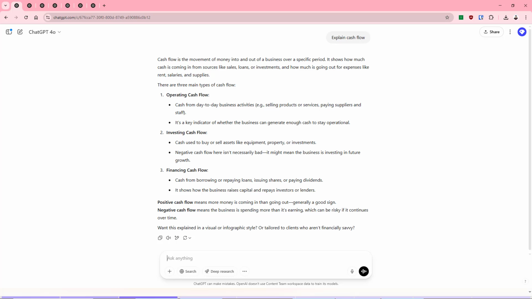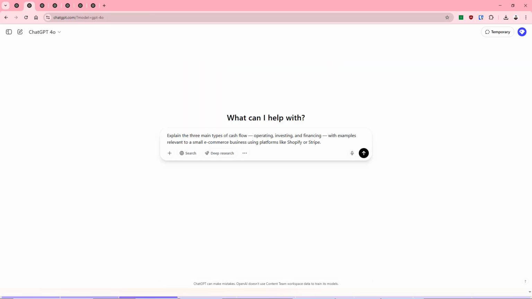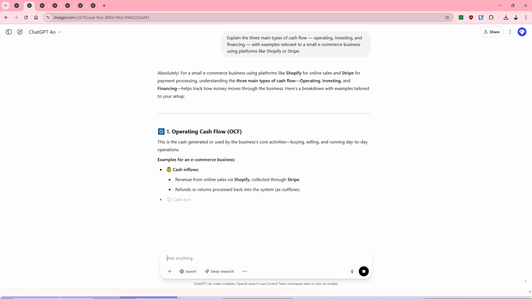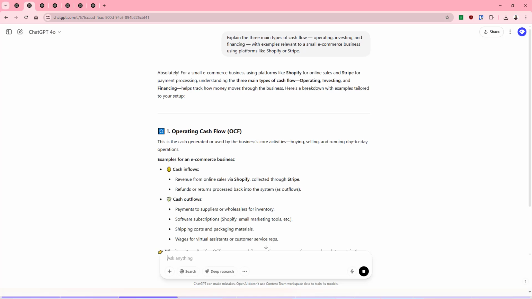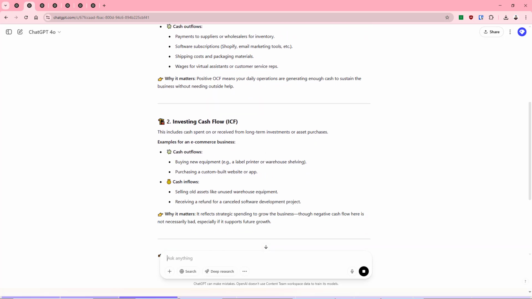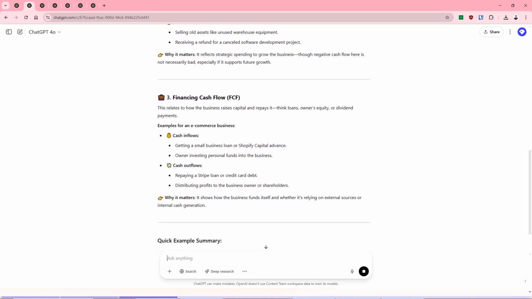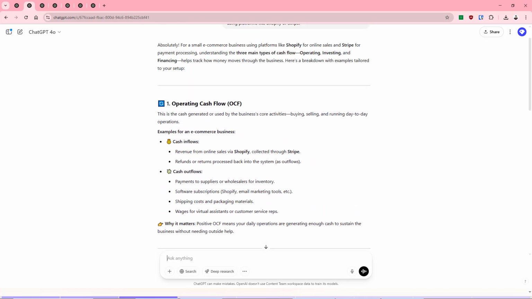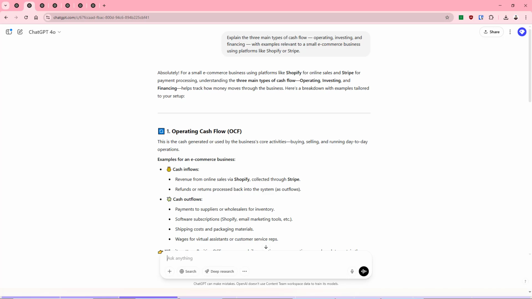So let's flip over to our other prompt now. And this one was to explain the 3 main types of cash flow, but with examples for a small e-commerce business using certain platforms. And as you might expect, we're going to get a more detailed, more specific output here. And you can see it's going into far more detail of operating cash flow here, examples of operating cash flow, both inflows and outflows, and why it matters for an organization, and so on. So you can see a far more detailed and a far more specific output because of the nature of the prompt that we gave it.